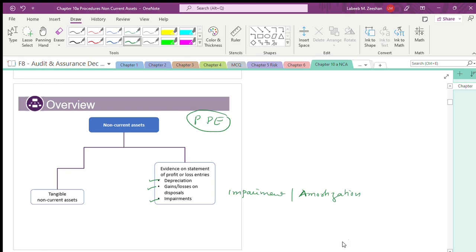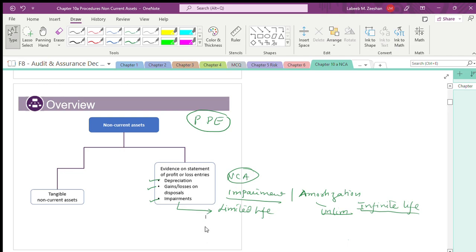Fine. Impairment is done when there is a limited life. Amortization will be done on those assets where there is an infinite life. Is it right? Limited life. We are doing impairment because non-current assets have a limited life. That is the reason we are talking in terms of impairment. Fine, we will do this.